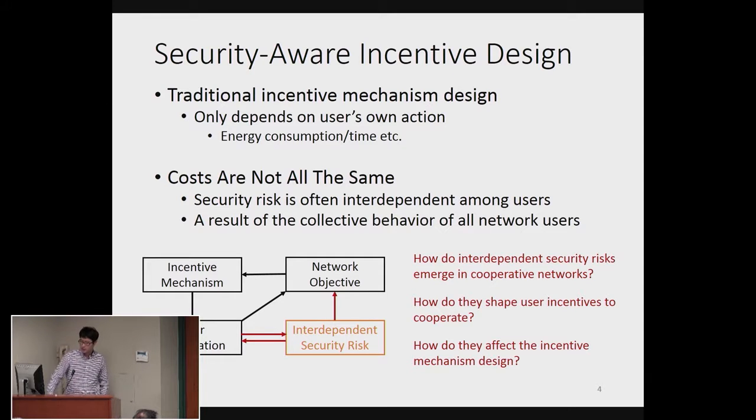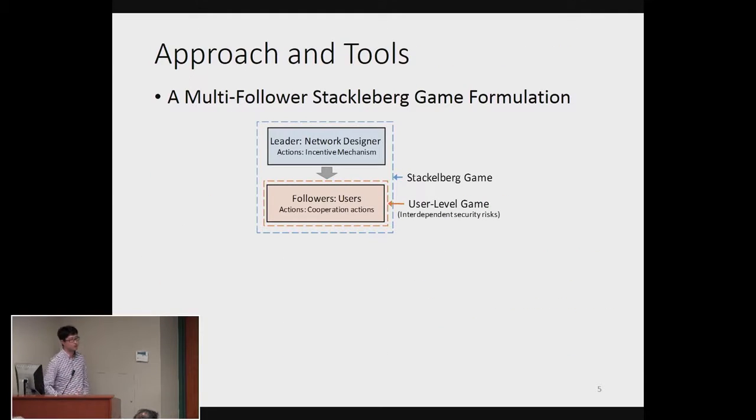Without fully understanding how these interdependent security risks emerge in cooperative networks, how they shape user incentives, and how they affect the eventual incentive mechanism design, simply applying existing solutions can lead to great performance loss or even damage to both individual users as well as the overall network. Okay. So in this project, we try to tackle this security-aware incentive mechanism problem, and we propose a general framework, and in particular, we formulate a novel Stackelberg game with one leader and multiple followers.